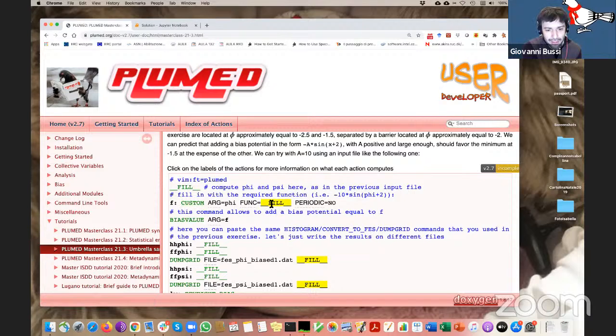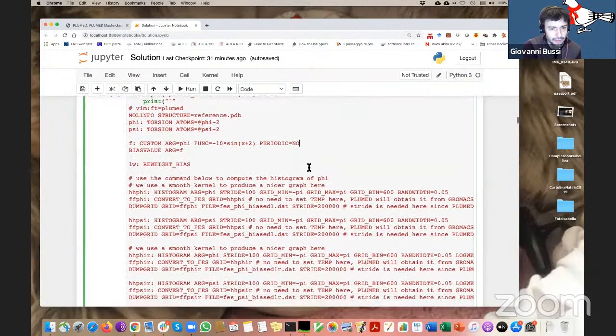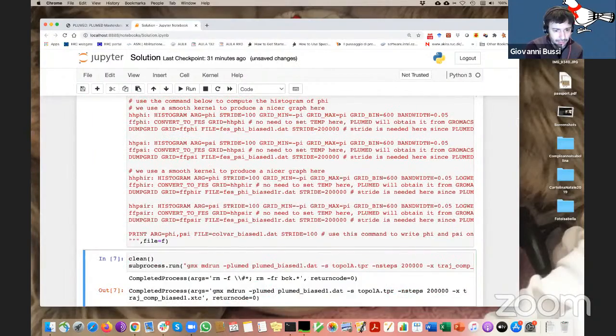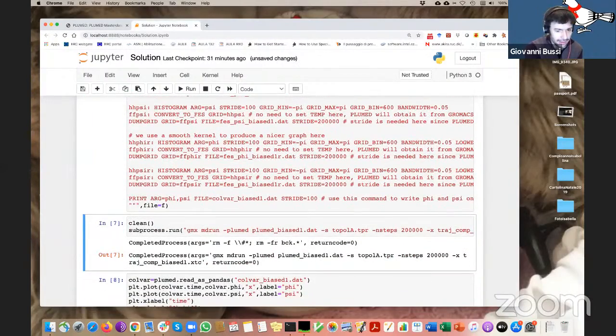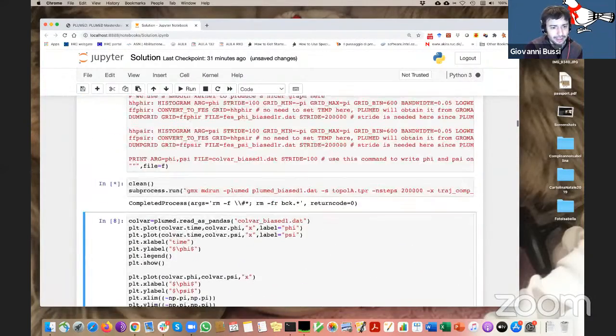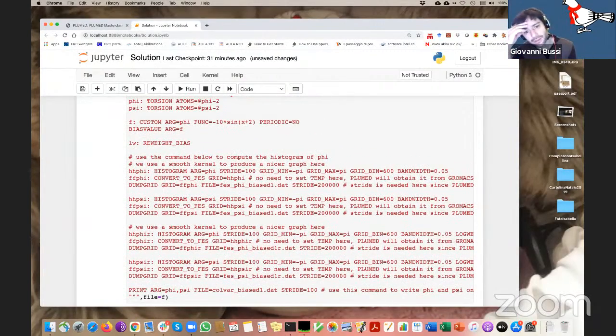Here we have to fill in some custom function. This requires some browsing of the manual to know that you have to use x to call this variable, and to know that you have to specify the periodicity. But part of this was already covered by the previous classes. Let me see if this runs. It's running. Okay, so questions on this point?